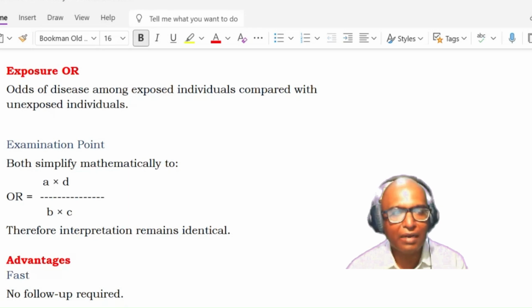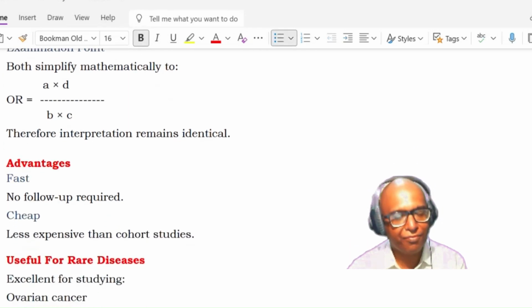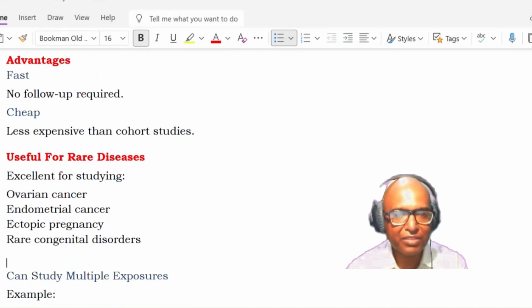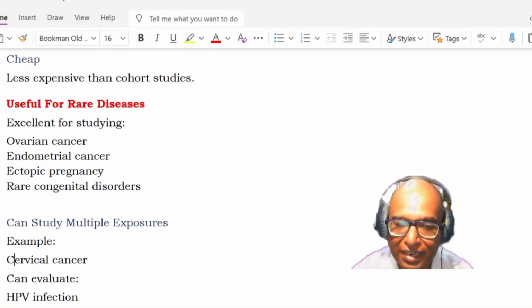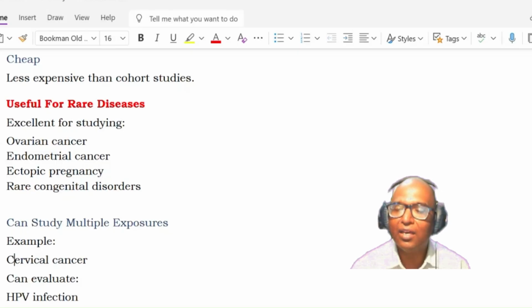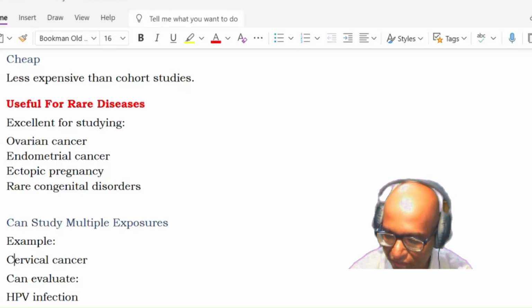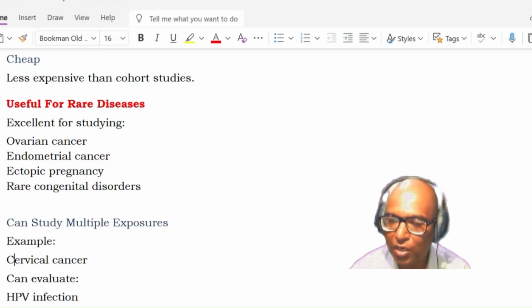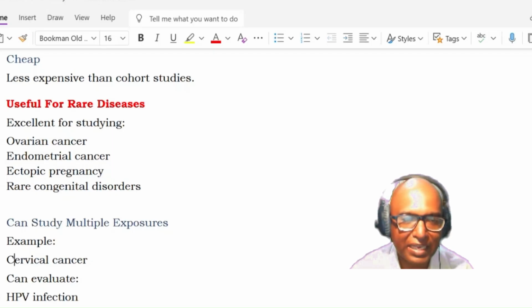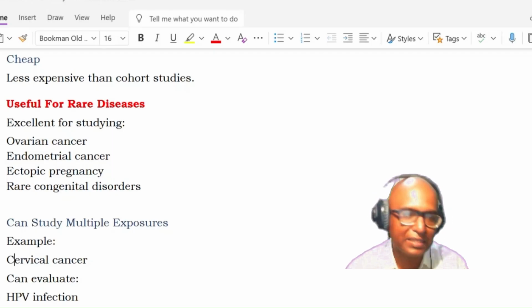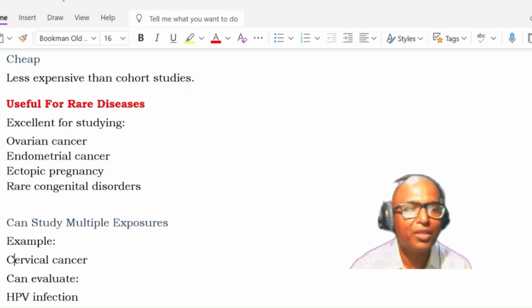Okay, so the advantages of the case control study: first, it is fast, no follow-up is required, and it is very cheap, less expensive than the cohort study. The most important is that it is useful for rare diseases. A cohort study is useful when the exposure is rare, while a case control study is useful when the outcome is rare. So it is excellent for studying ovarian cancer, endometrial cancer, ectopic pregnancy, rare congenital disorders, etc.